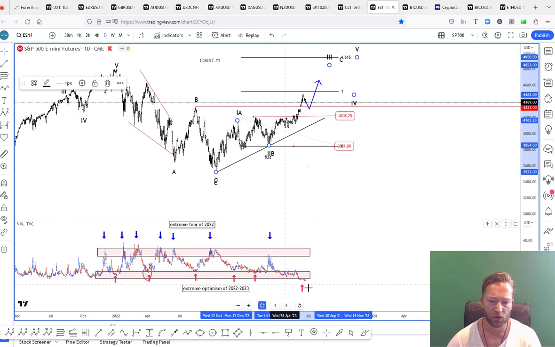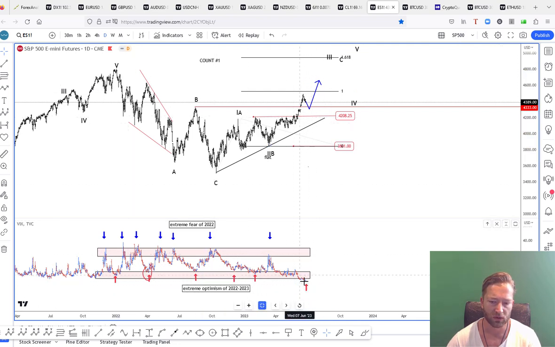Notice that VIX so far is still here at the lower side of this range. So it looks like the market is confident about the next potential rise, and that's why we could be looking for a potential pullback, because we know that the market does the opposite of the majority of the crowd, right?